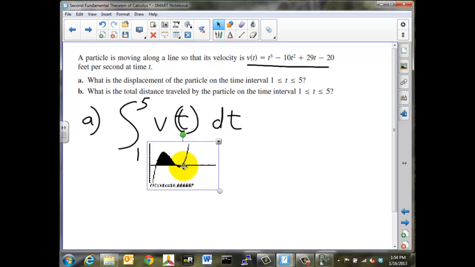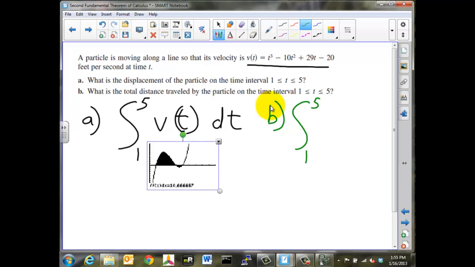A part, boom. Now, what's B part asking for? Is it asking for the same thing? No. It's not? Distance. Distance. So how does that change our problem? We're still going to integrate 1 to 5. But what does it change? We're now integrating the absolute value of that function, aren't we?